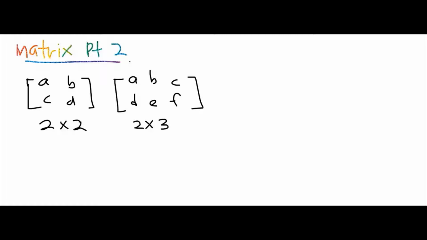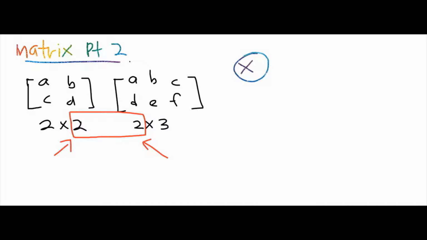Now, if you want to do multiplication, you must ensure that the matrices have the same value for this part here. Meaning to say, the column of the first matrix, the matrix on the left side, must be the same as the row of the matrix on the right side. Positioning is important, because if you switch the position, then it's different and you cannot do multiplication anymore.